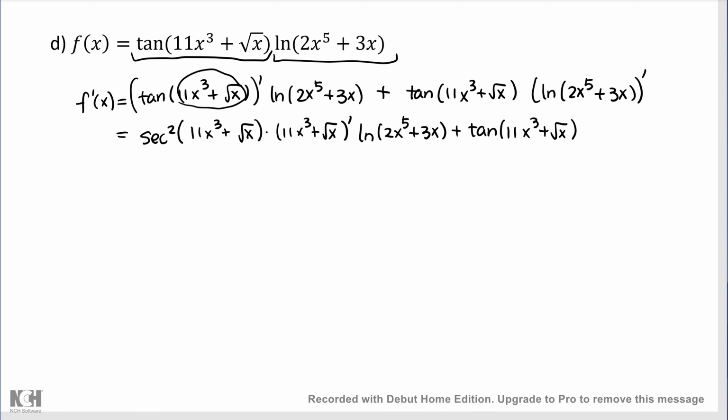And then here we have another chain rule. This is our new u. So the derivative of ln of u is 1 over u. So u is 2x to the 5th plus 3x times u prime. So 2x to the 5th plus 3x prime. Okay, so what is it?